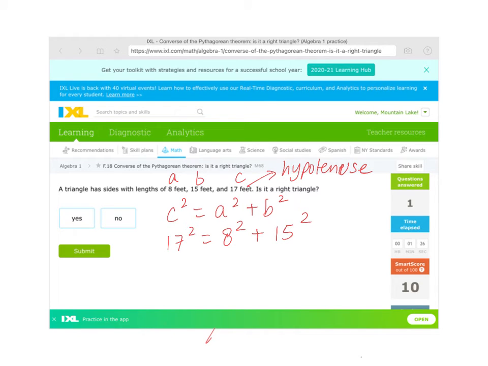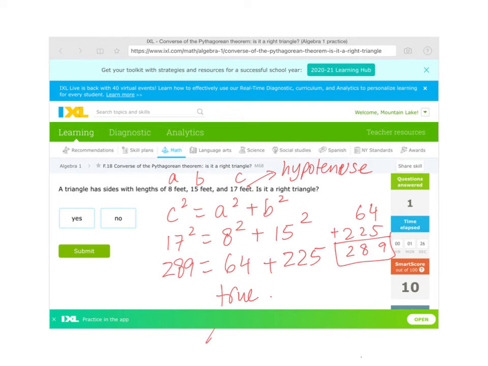Okay, 17 squared is 289. 8 squared is 64. 15 squared is 225. So 64 plus 225 is 289. So this works. So therefore it's true. So let's mark yes for this. Okay. So remember, the longest side is the hypotenuse.